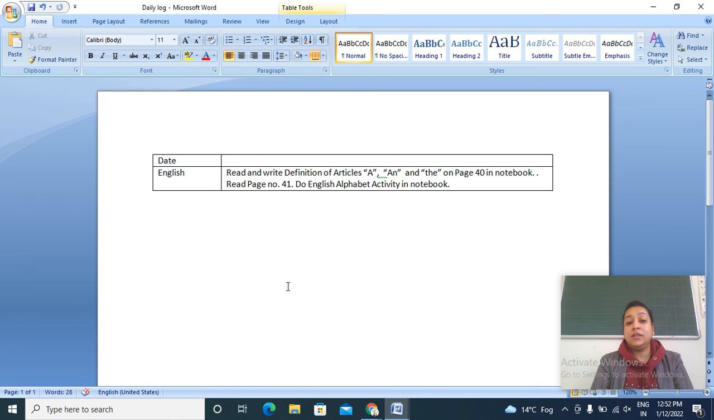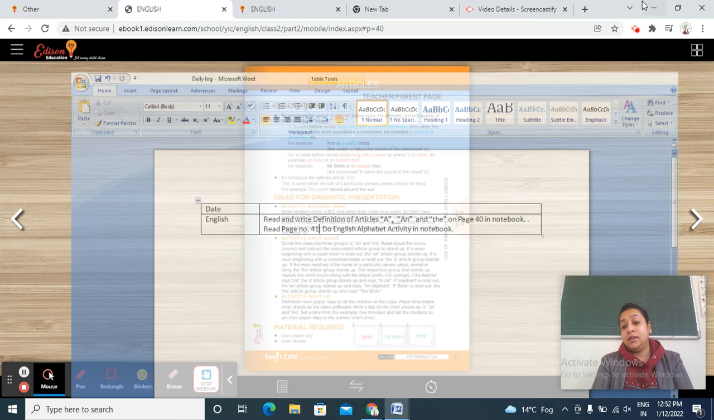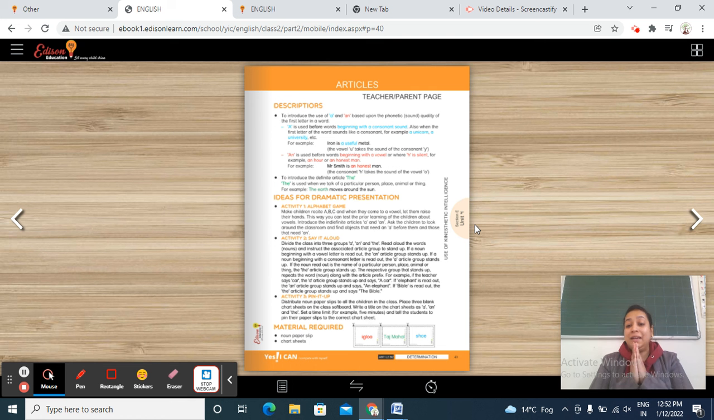Okay. If you have written all these definitions, then it's good. If you have not, so please write them, complete your work. After completing your work, click the picture and send it to me. Getting this point? So do complete your work. In next class, we're going to start with the exercise of articles.